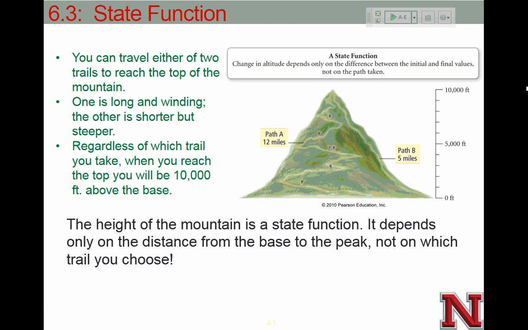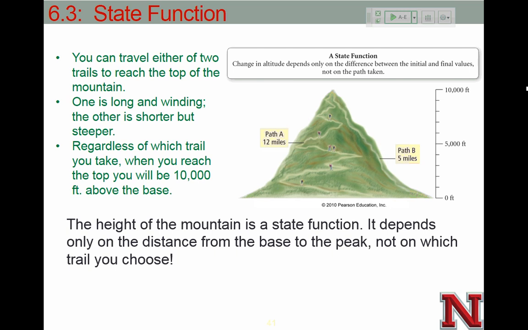If you're hiking up a mountain, let's say that there are two different trails you can take, path A, which is 12 miles, and path B, which is 5. But they both start at the same elevation, and they both end at the same elevation. So even though path A probably took you longer and is more miles, your overall change in elevation doesn't change, because path A and path B both started and ended at the same place. So that's what a state function is.